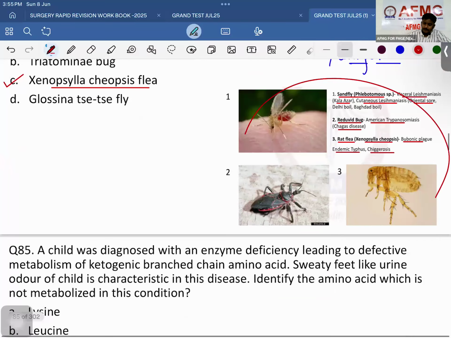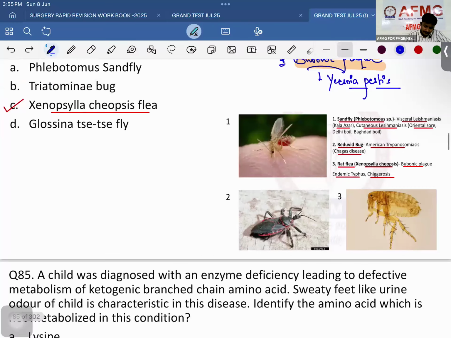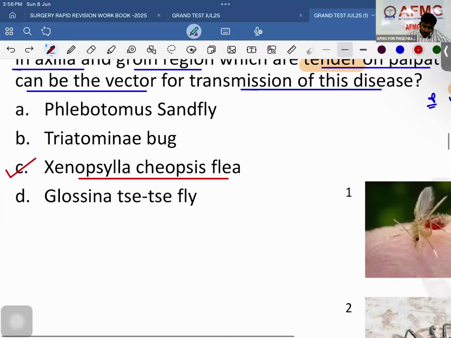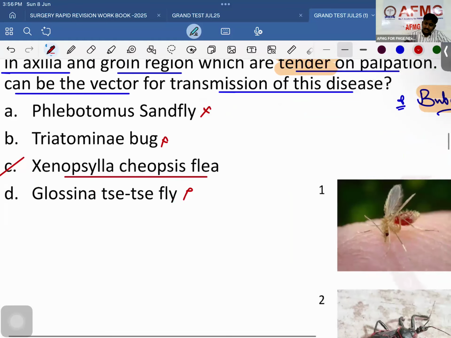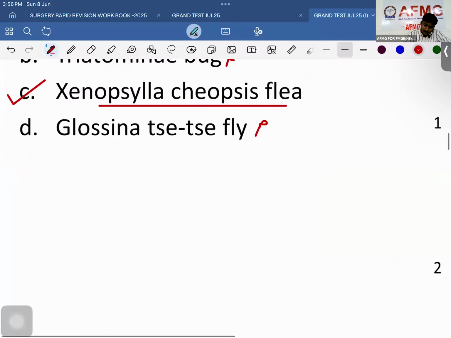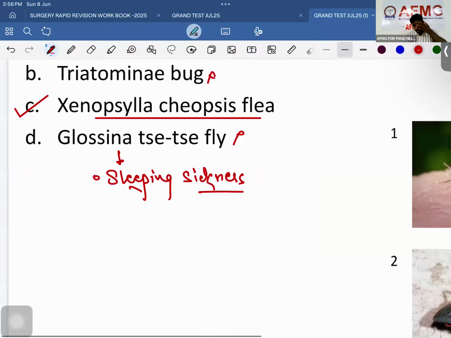This is a snap from the FMG snaps itself, taken from PSM. So I hope you have started 20 minutes, half an hour daily. Start looking at images from now. Okay, so that is important. So those are the things. Glossina, the tsetse fly, is the vector for sleeping sickness. That is nothing else but African trypanosomiasis. That is what is important to be remembered.